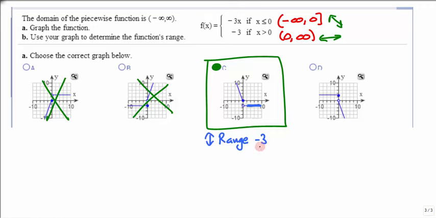So I have a range of negative 3, but then I have this strange little gap, so we're going to have to figure out how to deal with that. And then it picks off again at 0 and heads off toward positive infinity. Okay, so let's see how this will look.